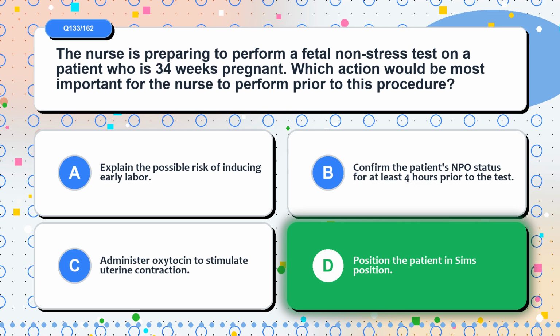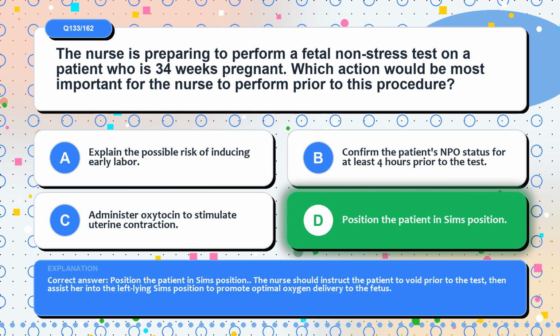Position the patient in Sims position. Correct answer. The nurse should instruct the patient to void prior to the test, then assist her into the left-lying Sims position to promote optimal oxygen delivery to the fetus.